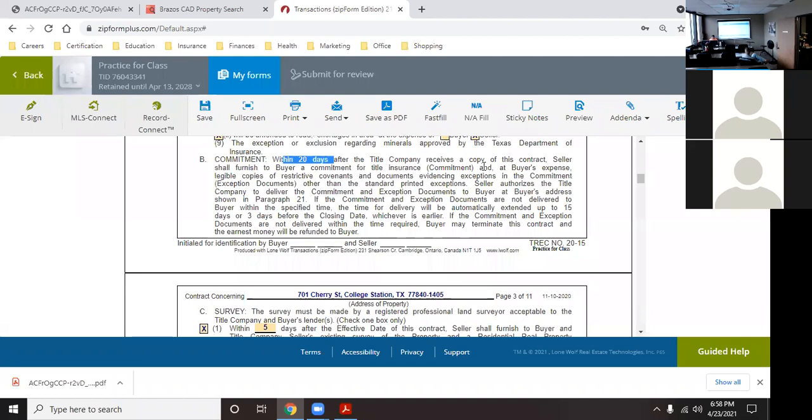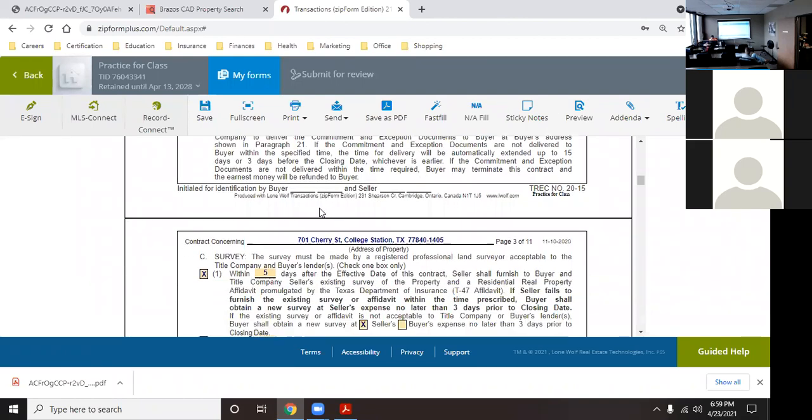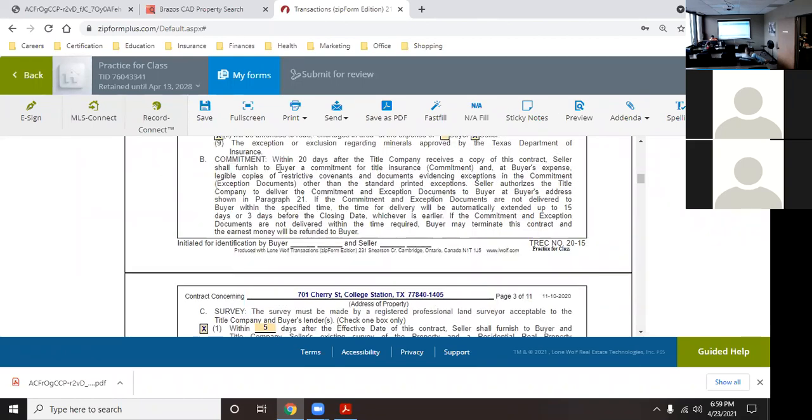The title commitment, again, within 20 days they have to receive a copy of this contract. The seller shall furnish to buyer a commitment of title, or for title insurance.